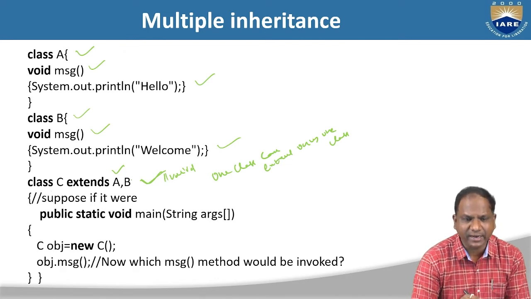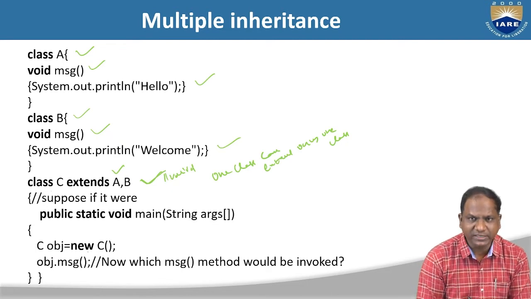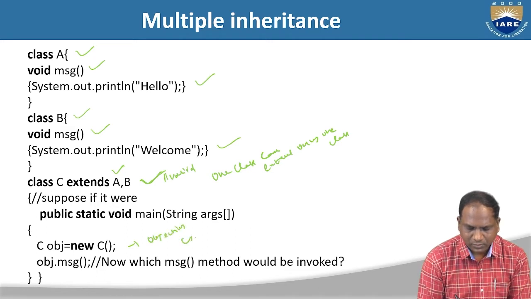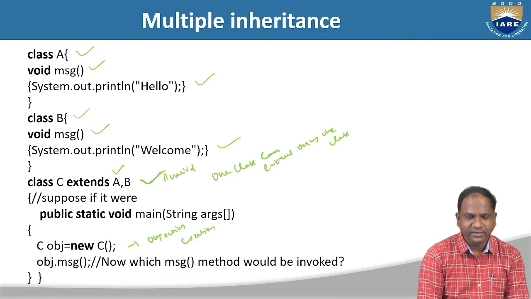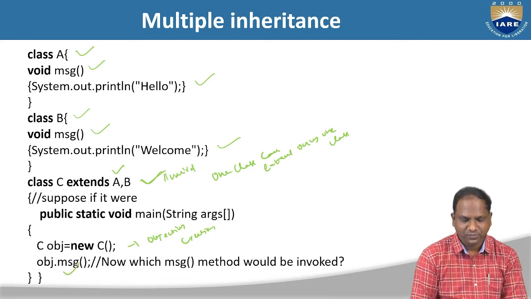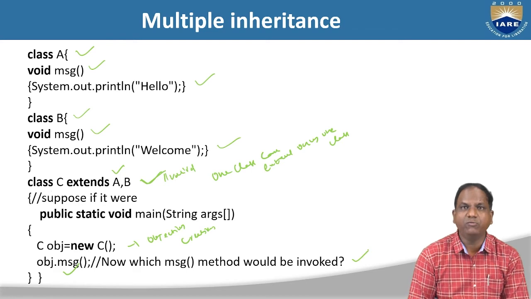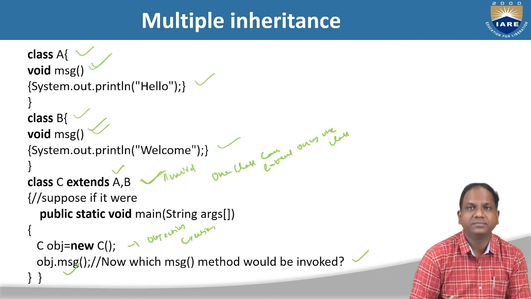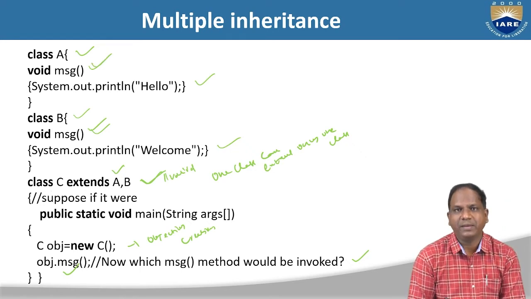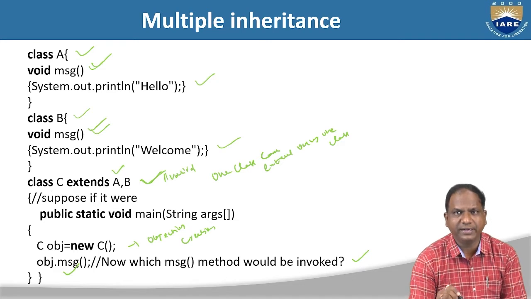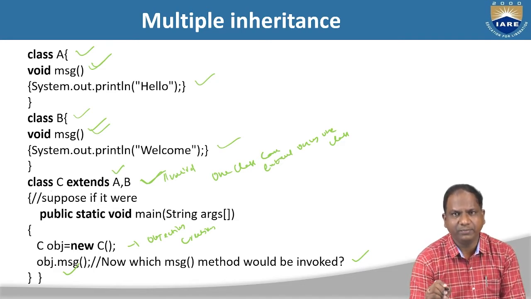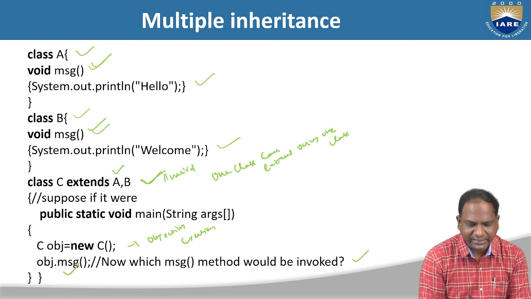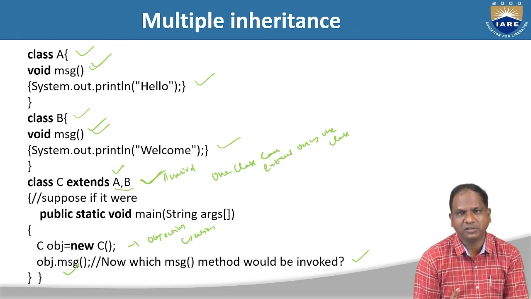Now I am creating an object of the child class: C obj is equal to new C. Object creation. Now see, obj.message. Which message method will be invoked, the B method or the A method? Ambiguity. So multiple inheritance is not supported in Java, because after extends only one class is possible.